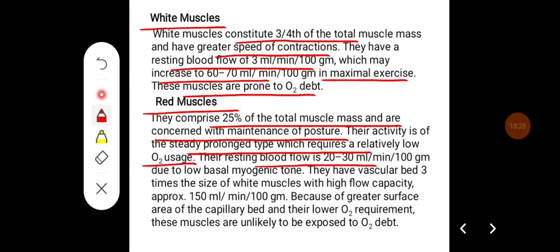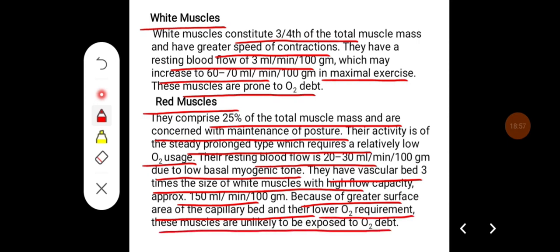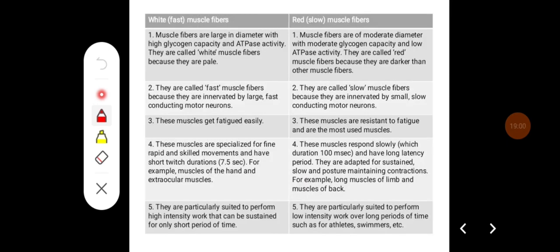Their resting blood flow is 20 to 30 ml per minute per 100 gram due to the low basal myogenic tone. They have a vascular bed 3 times the size of white muscle and high flow capacity, approximately 150 ml per minute per 100 gram. Because of the greater surface area of the capillary bed and their lower oxygen requirement, these muscles are unlikely to be exposed to oxygen debt.